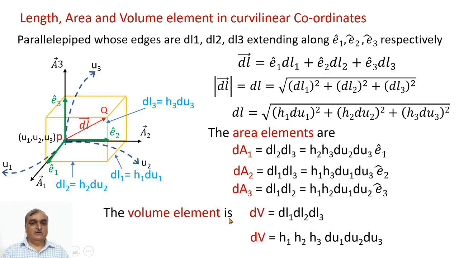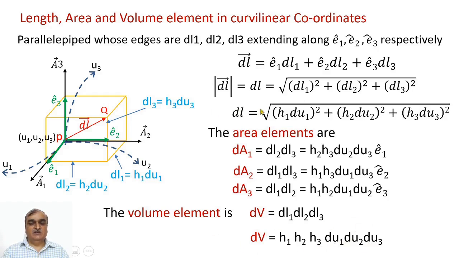Then the volume element. This volume element is the product of the three edges dl1, dl2, dl3. So dV is equal to dl1 dl2 dl3. But dl1 is h1 du1, dl2 is h2 du2, and dl3 is h3 du3. Therefore dV is equal to h1 h2 h3 du1 du2 du3. This way, this is the volume element in the general curvilinear coordinate system.